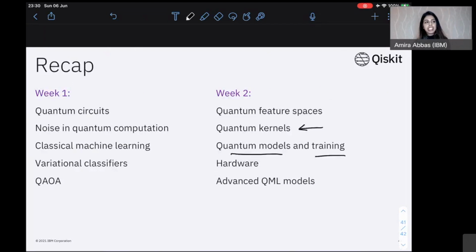Then we spent a day looking at quantum hardware and how this can affect our machine learning models. And lastly, we ended with some advanced quantum machine learning algorithms that we discussed earlier today. And today we had the discussion of generalization, capacity, and how to think about expressibility or capacity of quantum machine learning models.